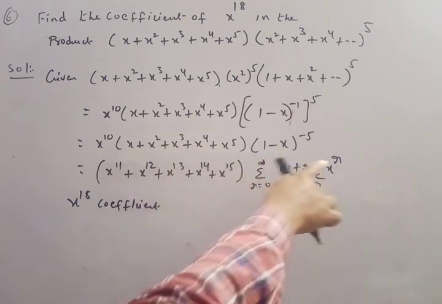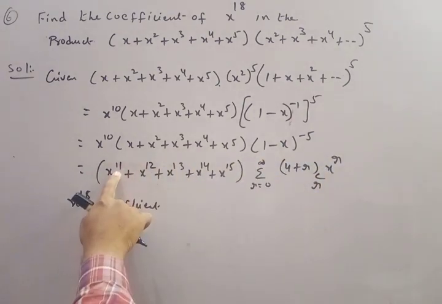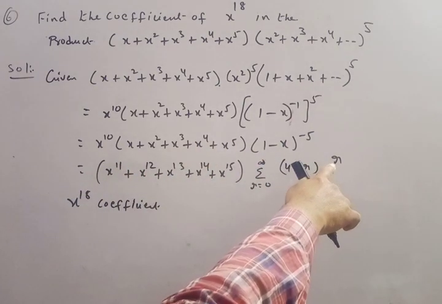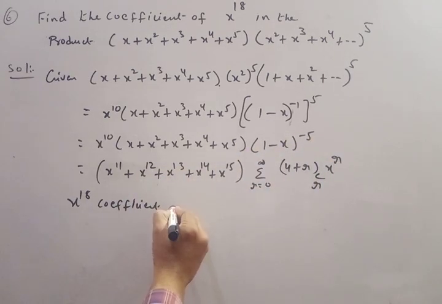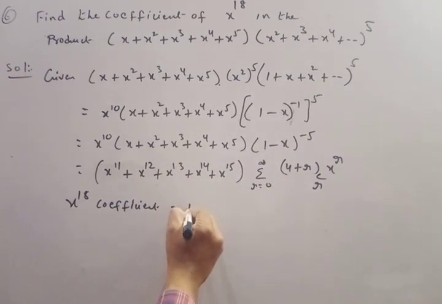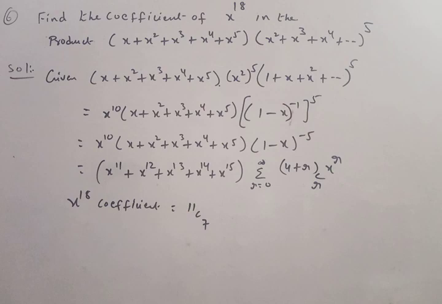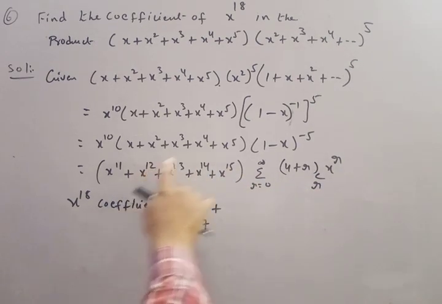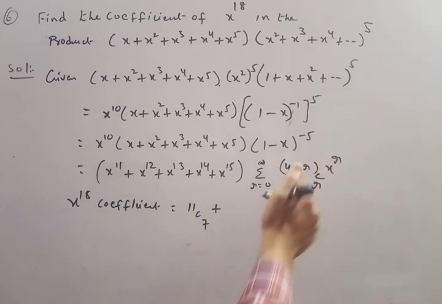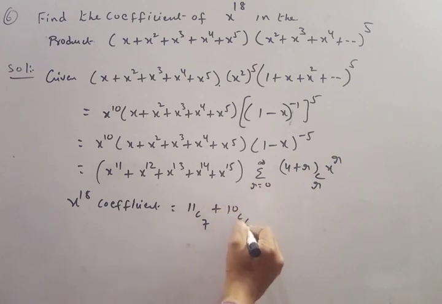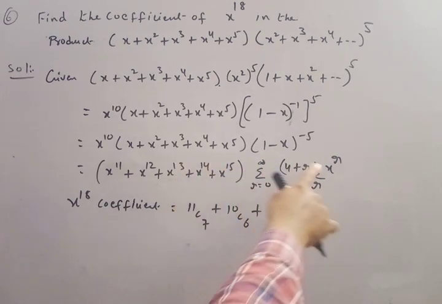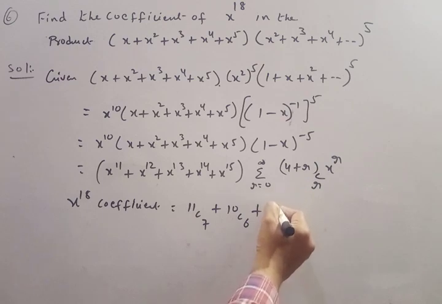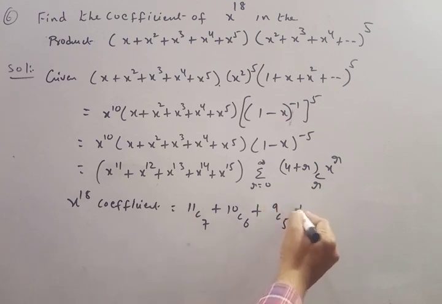So for the first case, what r value do we have to take? Here x power 11 is already there, into x power 7. So that means I get 11C7 in one case. Correct? Then plus, for 12, r is equal to 6, we have to take. So x power 12 into x power 6 will give you x power 18, so 10C6. Then 13 is there, so you have to take 5, 9C5. Understand here.